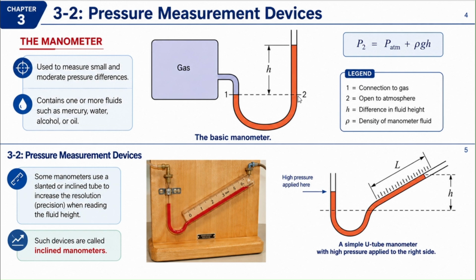And because of the pressure continuity at the same level for the same fluid, P2 will be equal to P1. That way we got this much. And since the gas has very low density, we can assume P1 is the actual pressure of the gas.